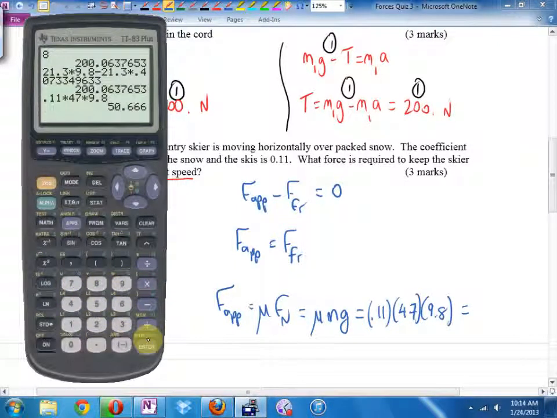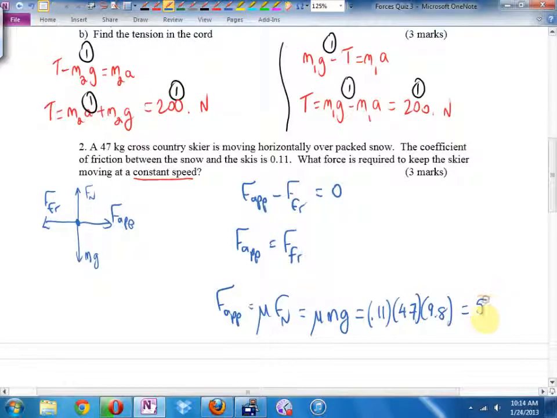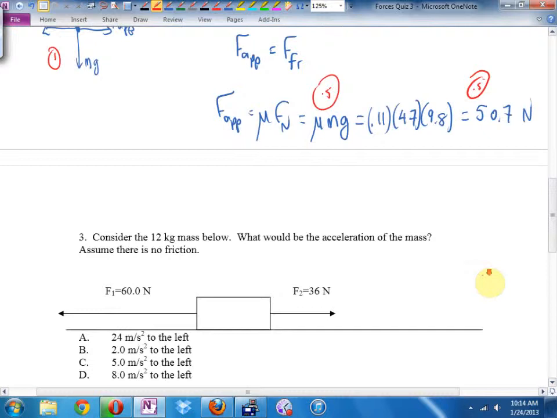50.666, so 50.7, 51, and it's a force, so it's got to be newtons. In terms of part marks, I would probably go something like this. I would give you 1 mark if I saw a good free body diagram. I would give you 1 mark for getting that equation, or if you jump straight down to the middle, that's fine. And I would give you a half mark for that, and a half mark for the answer. Something like that. And then I would turn the page.